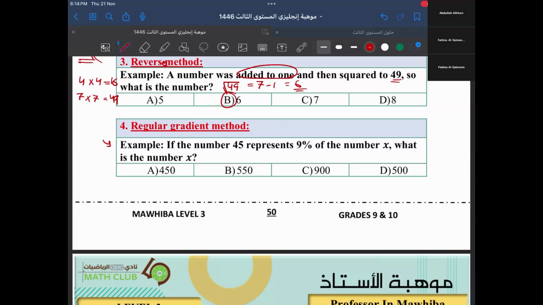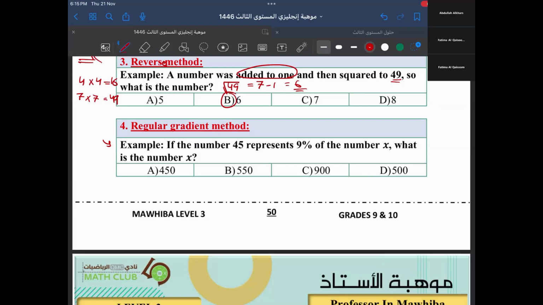Anyone, just read the question and I'm going to solve it with you. Yes, Amira. Example, if the number 45 represents 9% of the number x, what's the number x?